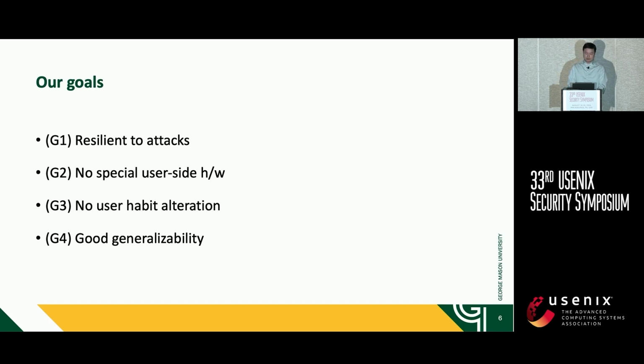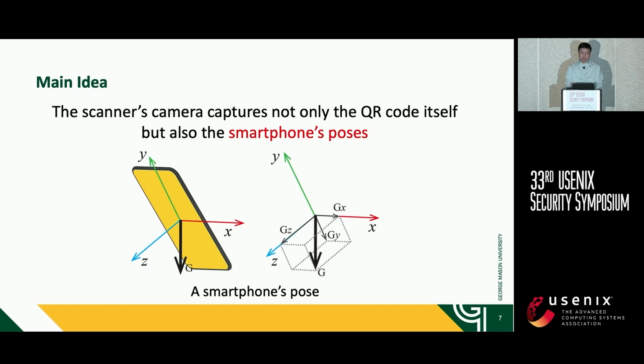We propose PQRAuth. It leverages the poses of the smartphone displaying the payment code as the authentication factor. The main idea of our work is that the scanner's camera captures not only the code itself, but also the smartphone's poses. A smartphone's pose refers to its orientation, which can be determined by the gravitational forces acting along the smartphone's reference axis.